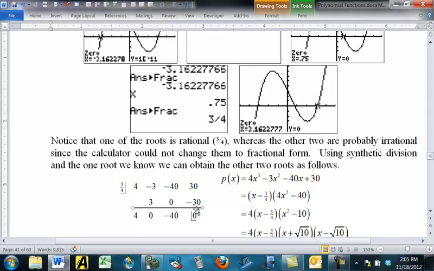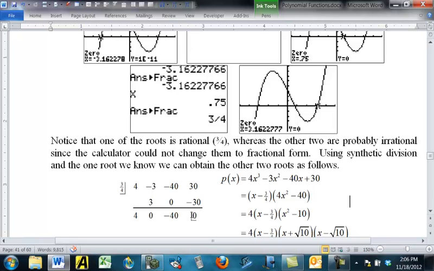Okay. And so we do it this way. We put the coefficients down, 4, negative 3, negative 40, 30 right here. Put the root in, 3/4. So the factor is x minus 3/4. So bring this down, 4. 4 times 3/4 is 3. Negative 3 plus 3 is 0. 0 times 3/4 is 0. Plus negative 40 is negative 40. 3/4 of negative 40 is negative 30. Plus 30 is 0. We knew it was going to be 0 because of our graphing calculator.